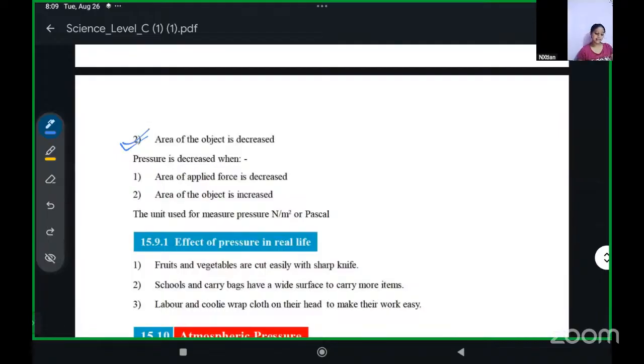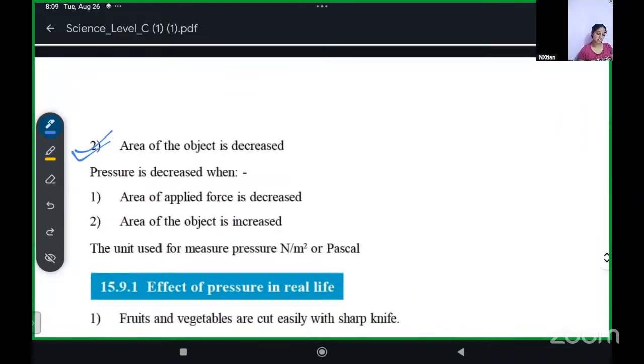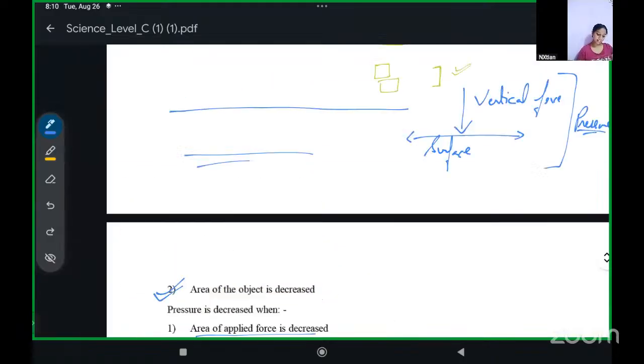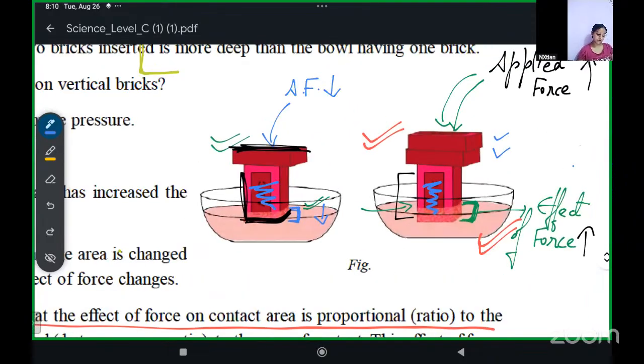And when is pressure decreased? When the area of applied force is decreased and the area of object is increased. So in this first one, we have only one brick, which means the force and pressure are lesser because the applied force is less. So our force and our pressure will also be less.